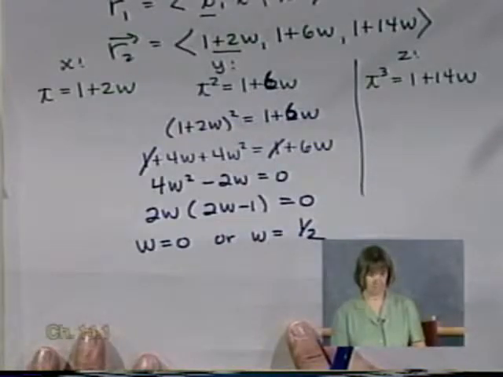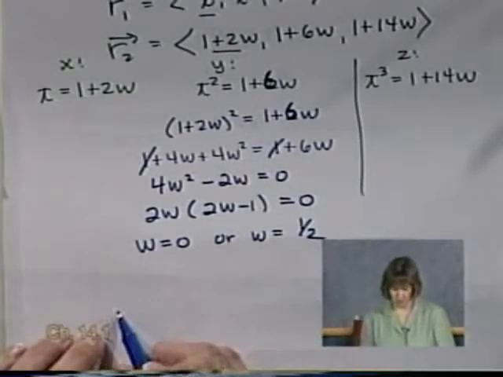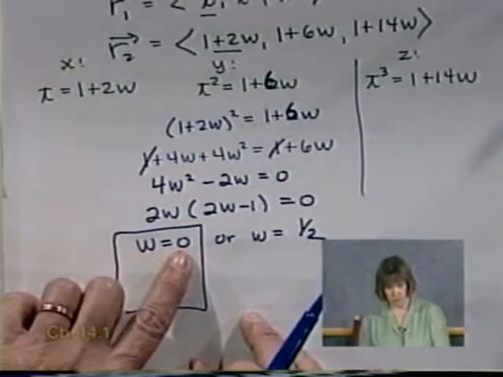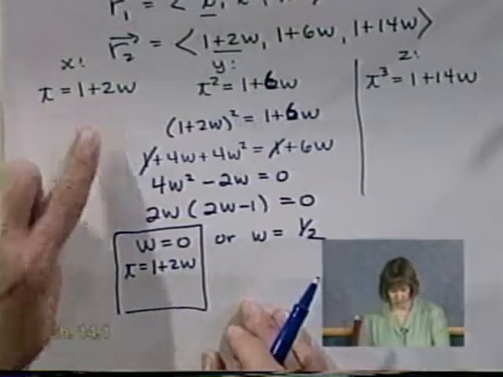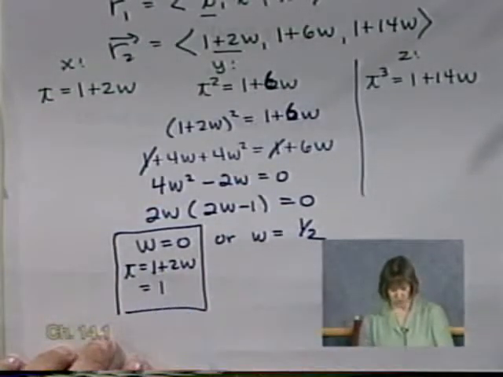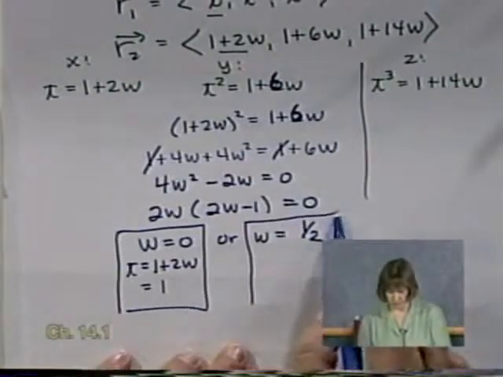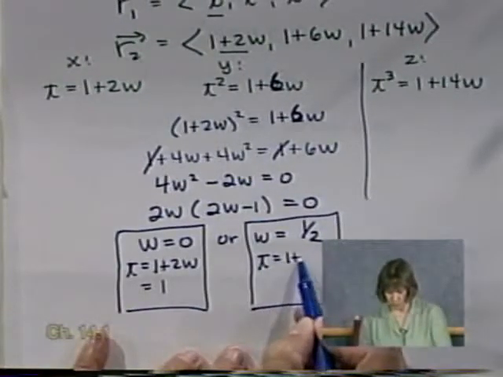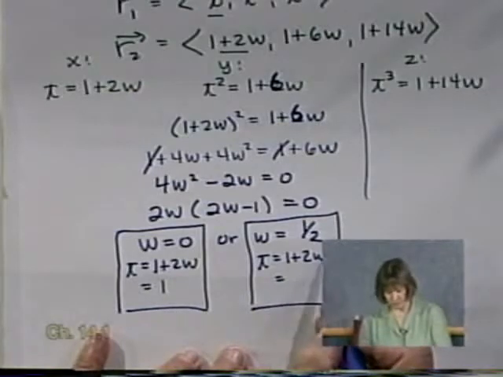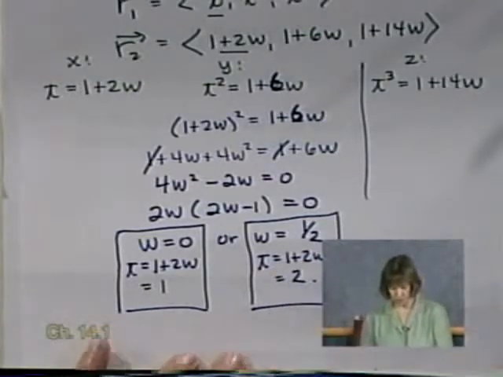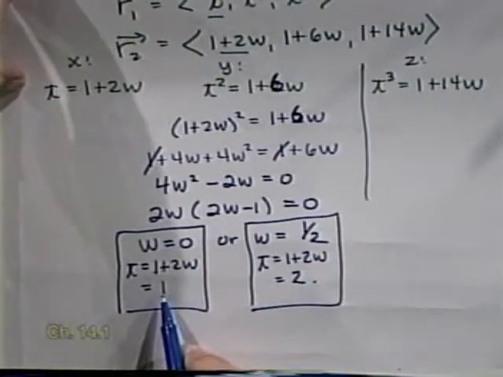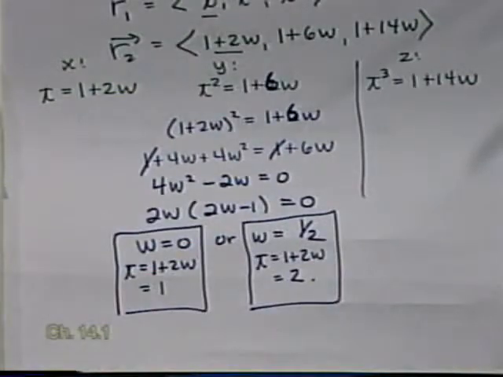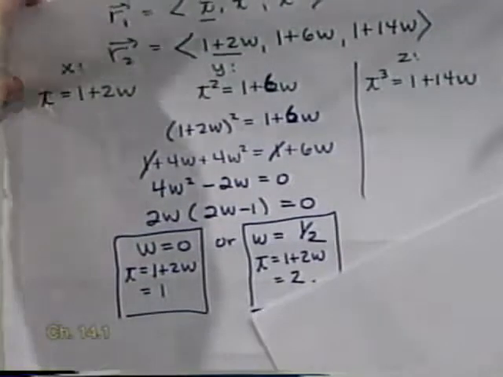Okay. All right, now notice, when w is 0, t is 1 plus 2w, right? So t would be 1 plus 0, which is 1. And notice when w is 1/2, t is 1 plus 2w, which would be 2 times 1/2 is 1, 1 plus 1 is 2. All right. Okay, so when w is 0, t is 1. Now let's go back up here. Okay, well, everybody have what I have there? Let's go back to the original equations.